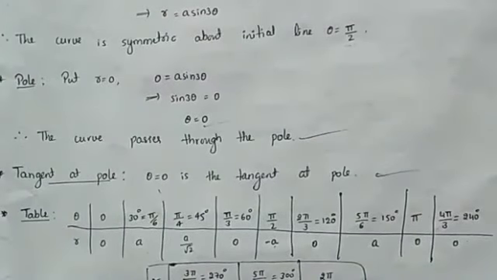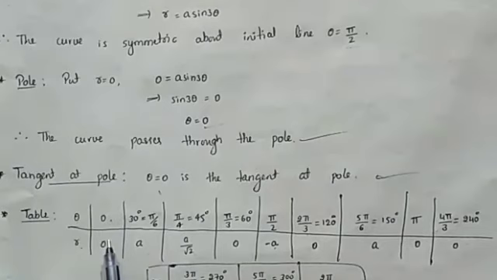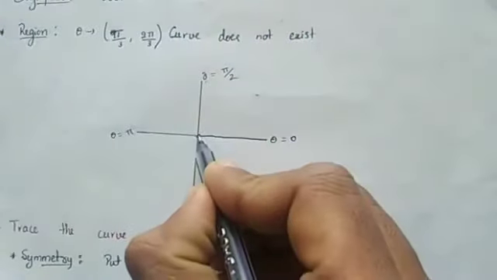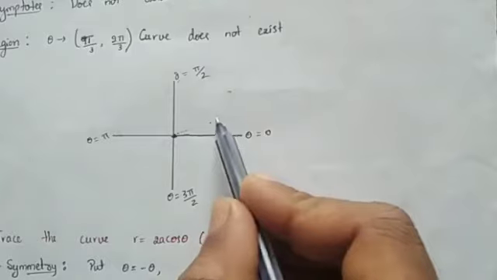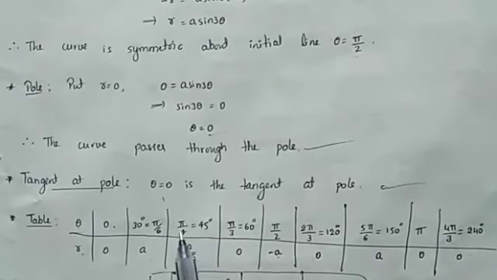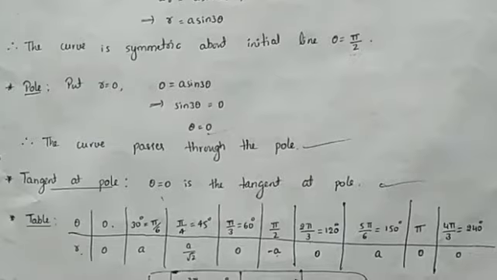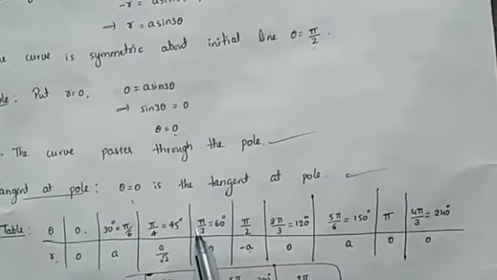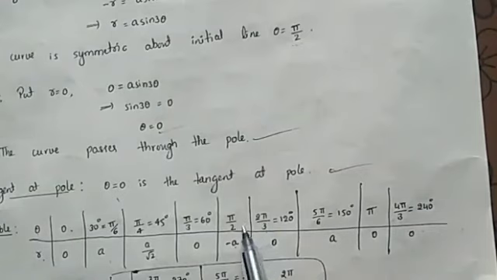The next one is the table. For the theta value is 0, the r value is 0. For the theta is 30 degree, the r value is a. For the theta value 45 degree, the r value is a by root 2. It is nothing but 0.7a. The next one is for the theta value 60 degree, pi by 2, 120 degree, the curve does not exist.